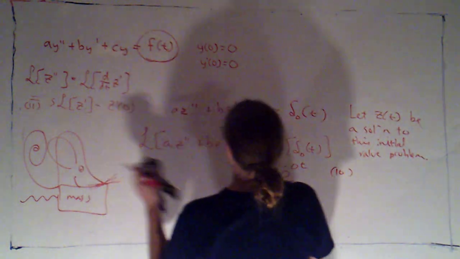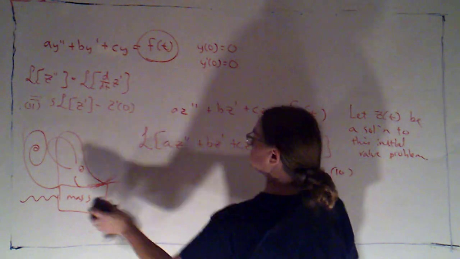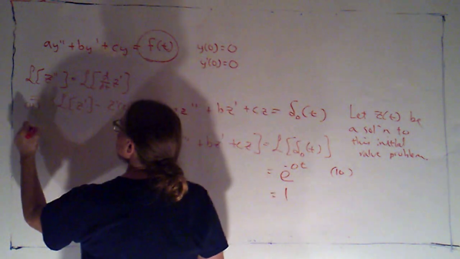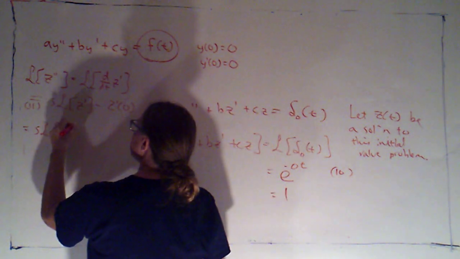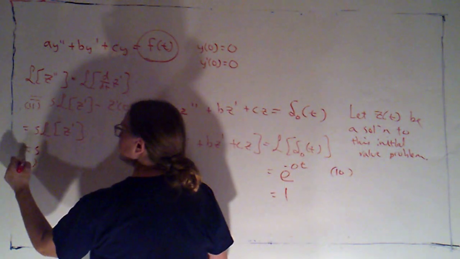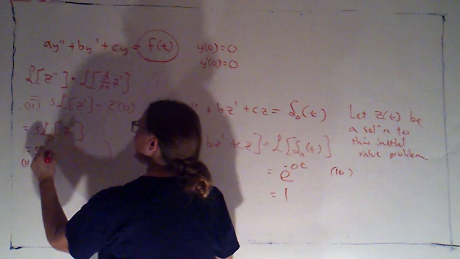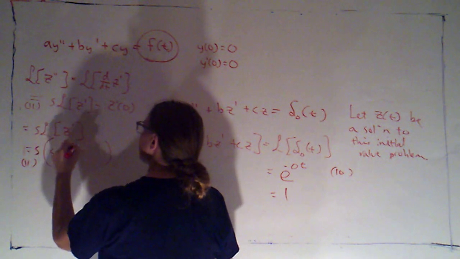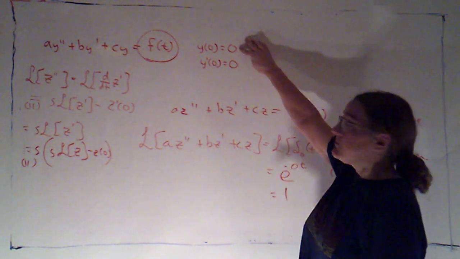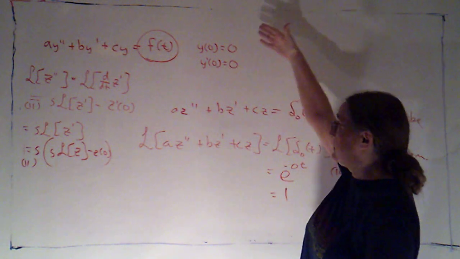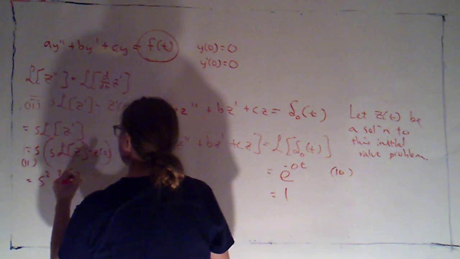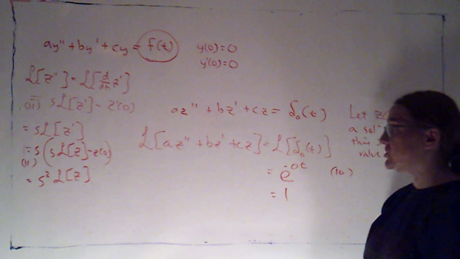So that's going to be s times the Laplace transform of z prime minus 0. But that's s times, using formula 11 again, s times the Laplace transform of z minus z of 0. But that's just 0. Again, we're just calling our function z instead of y. So this is going to be s squared times the Laplace transform of z with this particular initial condition.